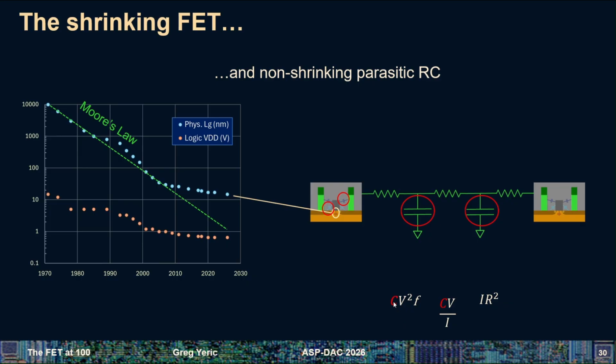And then CV squared F has the units of power. So every time you switch a circuit, you're going to burn power, and it's going to be proportional to the square of the voltage and the capacitance. And of course, if you have resistance, it just gets worse. So it's a big problem in modern nodes because we just shrunk the FET so successfully.